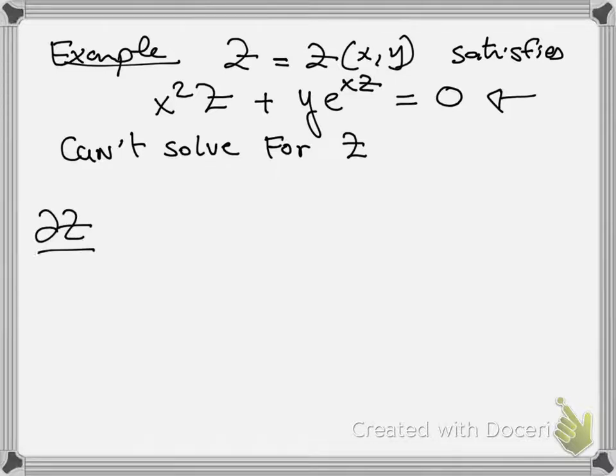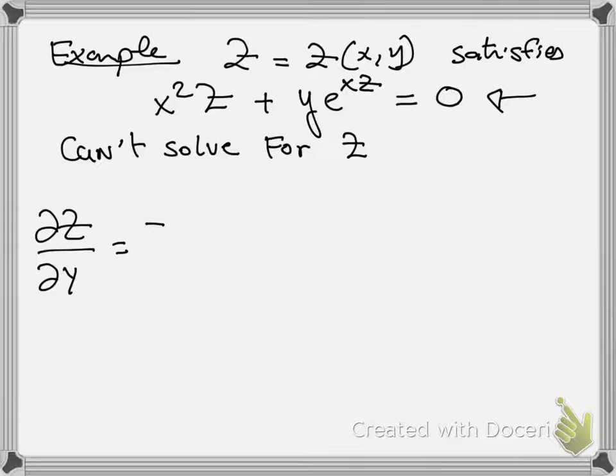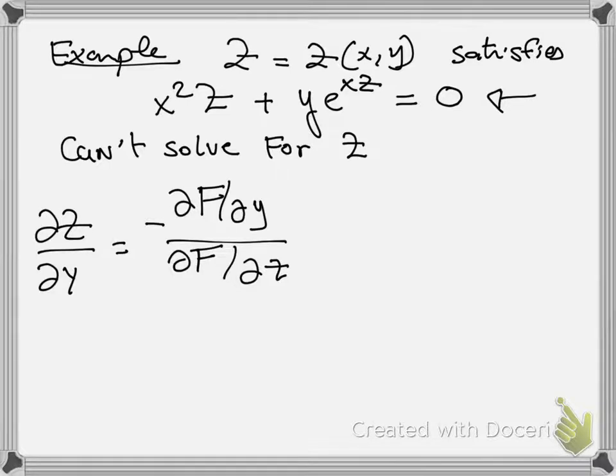So what would be partial z partial y, for example? The formula is the following: it's minus partial f partial y over partial f partial z. So what's the function f here? It's just this equation. This is my capital F of x, y, z.